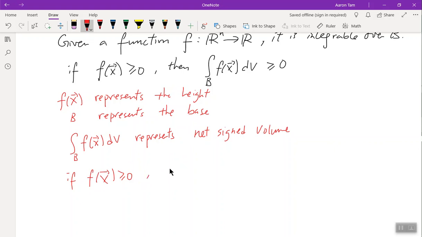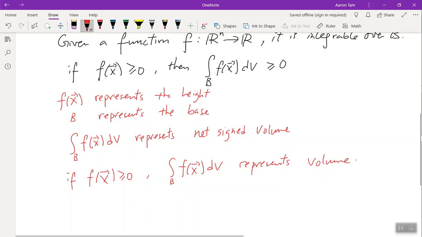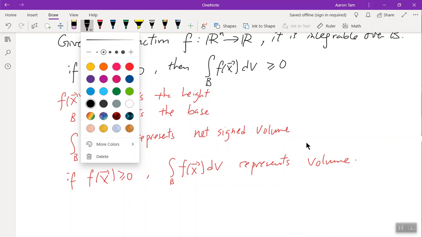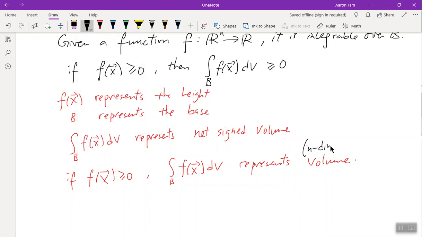So if the height is positive and the base area is always positive, then the output will always be positive. What does this imply? It implies that this function, of course, is always positive because that's what the theorem says. But more importantly, this Riemann integral now represents strict volume, not net signed volume anymore, because it can't be negative. So I can simply call it volume. And of course, please understand that this should more properly be referred to as n-dimensional volume.